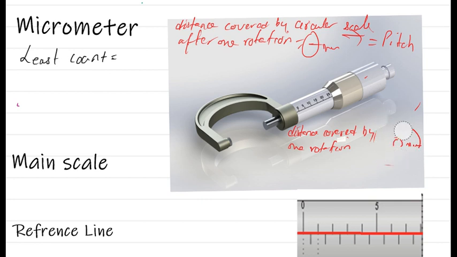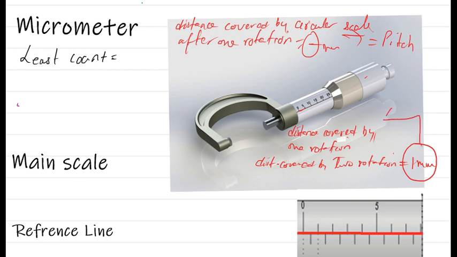And it's very simple. What is the technique to get the distance covered to find the pitch? We give another rotation. So when we give two rotations, I can say distance covered by two rotations of the circular scale, the thimble rotation. And how much is this? Then we see only one line, one division after zero, 1 millimeter. It means 1 millimeter is the distance for the two rotations. What do we need? We need the distance for the one rotation.